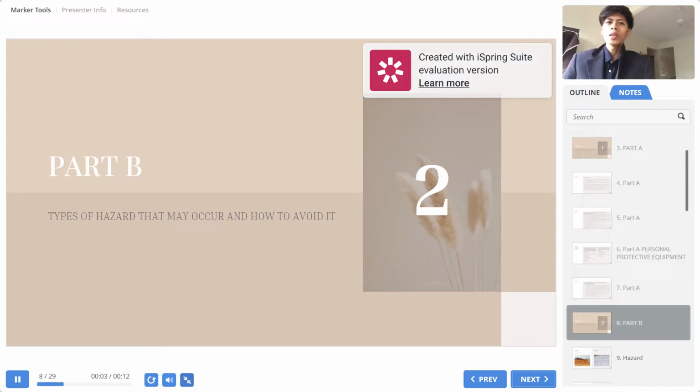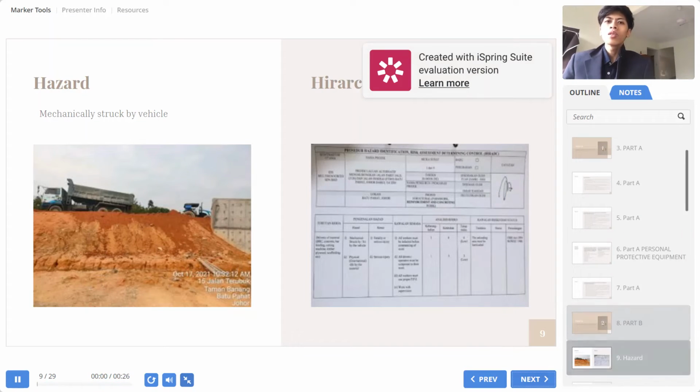Assalamualaikum. My name is Tengku Imran and I will be presenting on part B regarding type of hazard that may occur on site and their preventive action. For the first one, based on reference from HIRARC, hazard that may occur on site is being struck by a vehicle, which is getting hit by a vehicle when delivering material at site, which may lead to fatality or serious injuries.